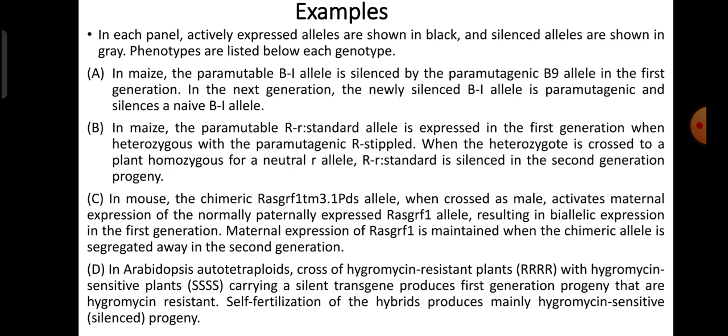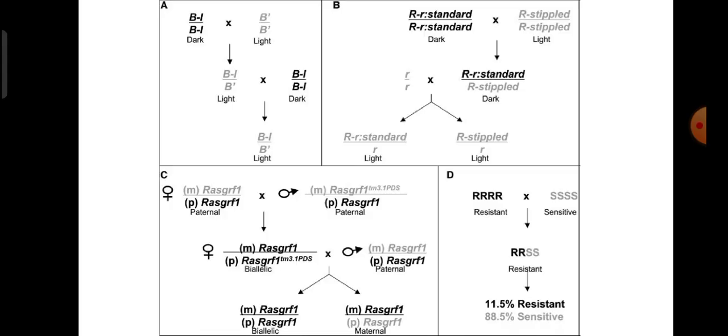So there are four popular examples for paramutation. Two are in maize, one is in mouse, and one is in Arabidopsis. Apart from this, in some other organisms also the mechanism is observed, but these are the popular and easily understandable ones. In maize, the paramutable capital B1 allele is silenced by the paramutagenic B9 allele in the first generation. In the next generation, the newly silenced B1 allele is paramutagenic and silences a naive B1 allele. Okay, this is the figure.